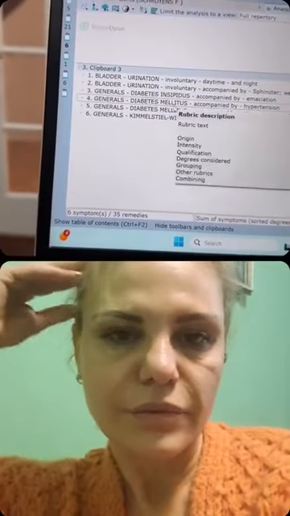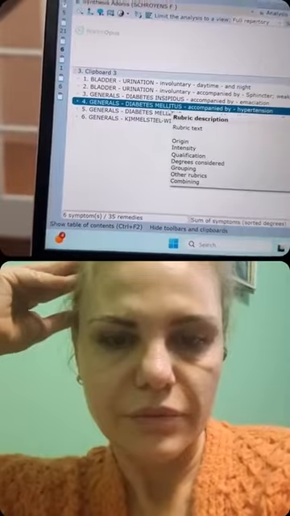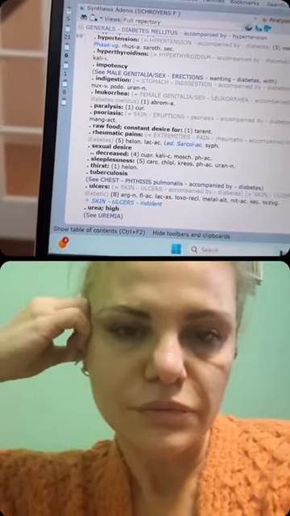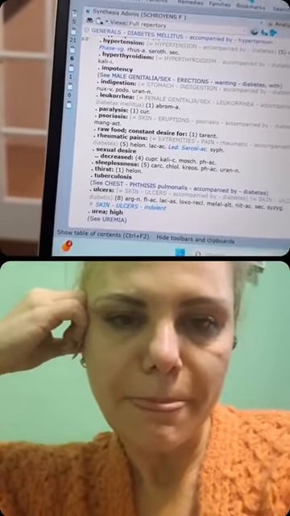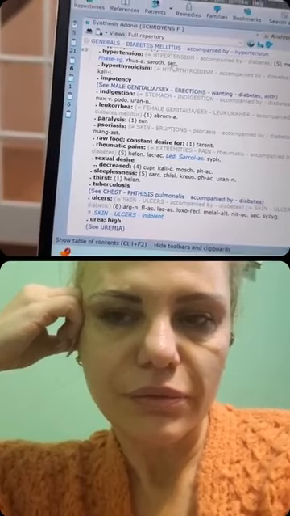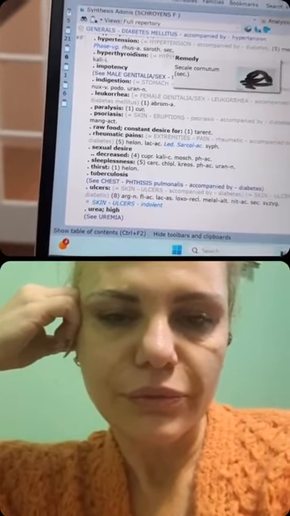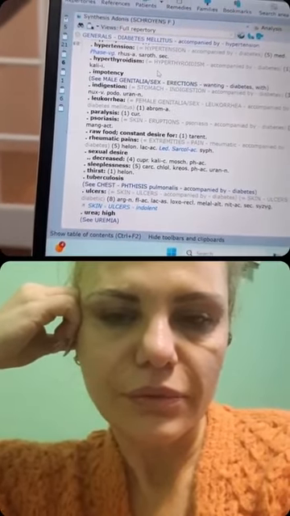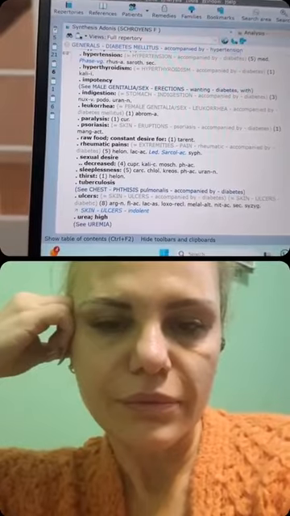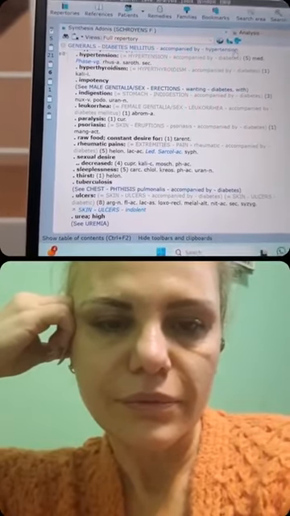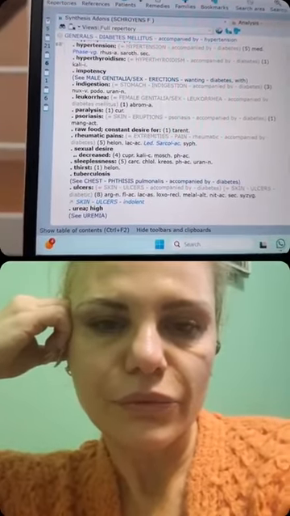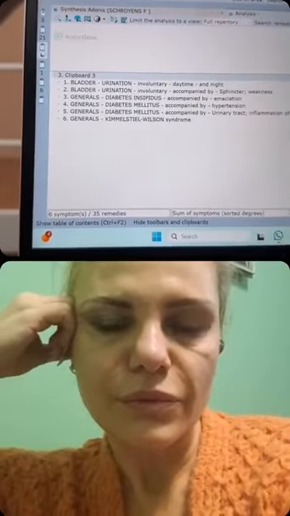Then diabetes along with hypertension. Diabetes mellitus along with hypertension: medorrhinum, Rhus aromatica, and secale cornutum. These are the main proved remedies. Three remedies when diabetes is accompanied by hypertension. This is also one of the symptoms.